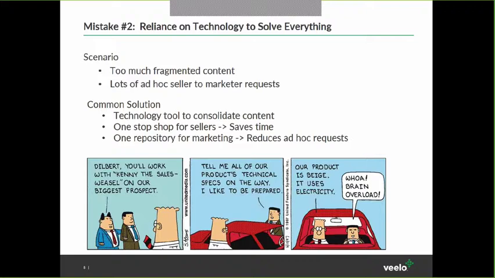And so a common solution to solving this type of problem is we're going to consolidate the content, we're going to use technology. Like I said, sales portals are very, very often the solution here. We're going to have a one-stop shop for sellers. It will save them a ton of time because they'll only have to go to one place, and it's going to save marketing a ton of time because I only have one place to put my content, and sellers will just be able to find it.